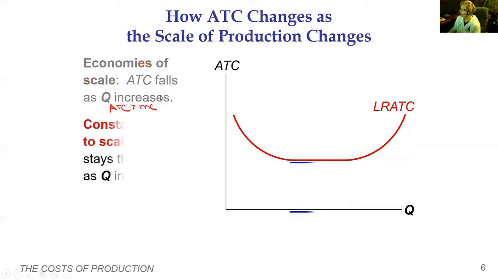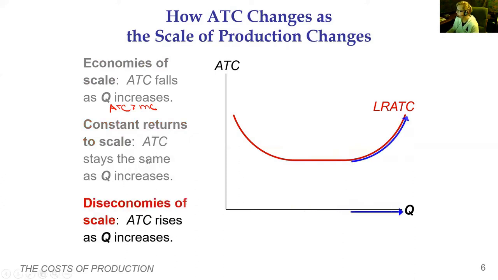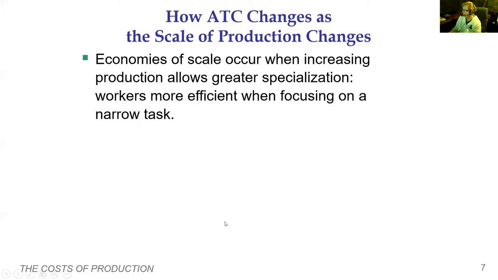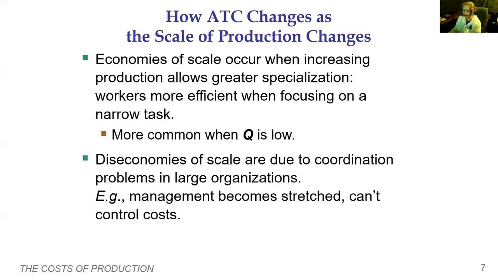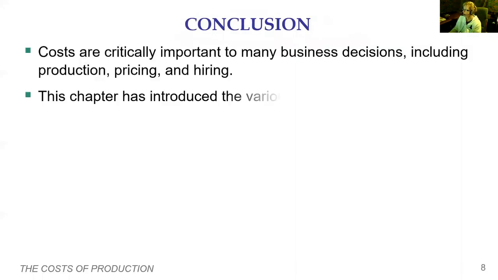We see in the middle where it's constant returns to scale. These would be where they were equal. And then the last one, diseconomies of scale. And this is where marginal cost is greater than average total cost. Okay. We also look at specialization of labor through this. And so the next YouTube video does discuss the idea of specialization and how that helps us to achieve economies of scale.